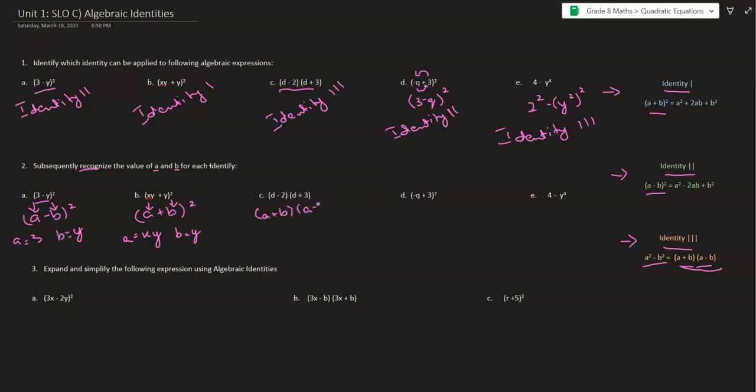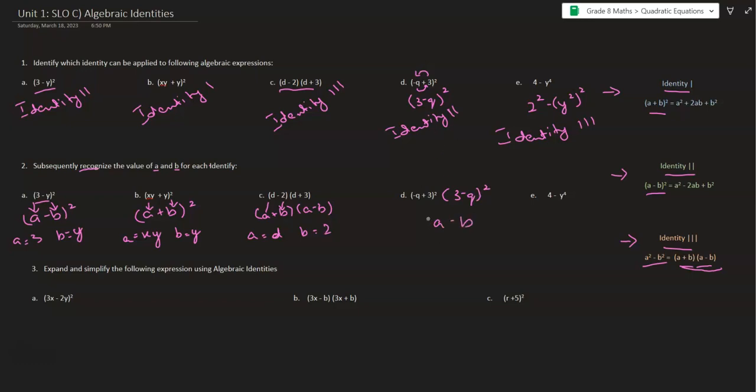and a minus b. Now we can see that a is basically d, and we can see that b is 2. b is equal to 2. And if we come here, we did it like this, so let's just rewrite this, 3 minus q square, and write the identity, that's a minus b.